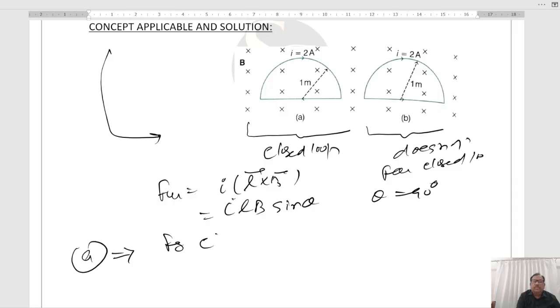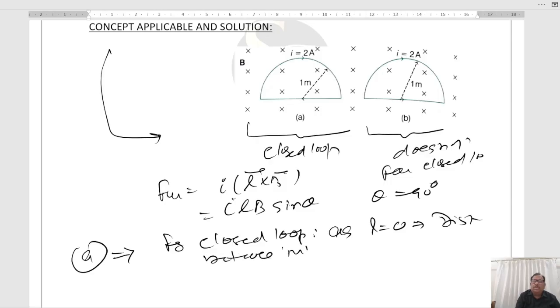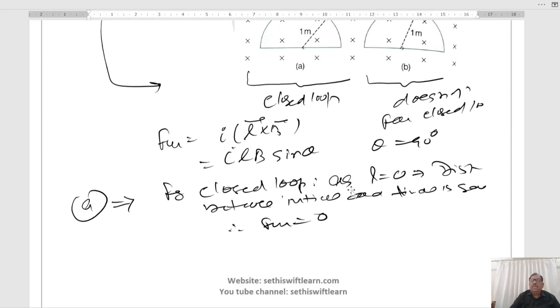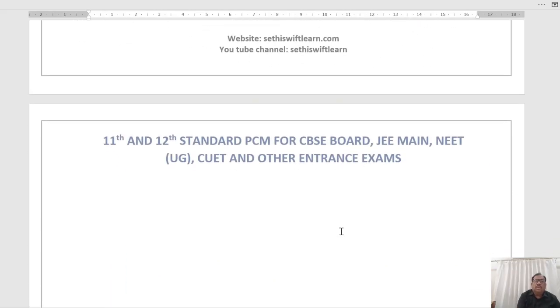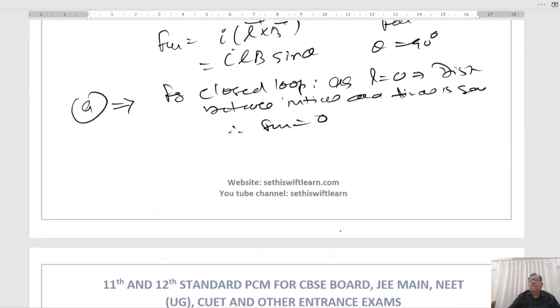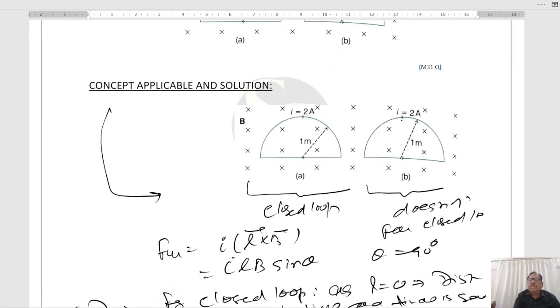Now, case 1. For a closed loop, as L is 0, that is, the distance between initial and final position is the same, therefore Fm equal to 0. In case 2, in case B, this point is C, this is A, this is B.